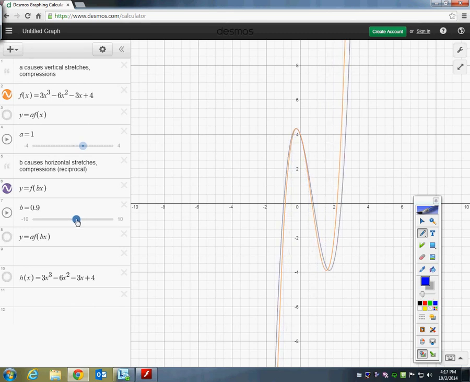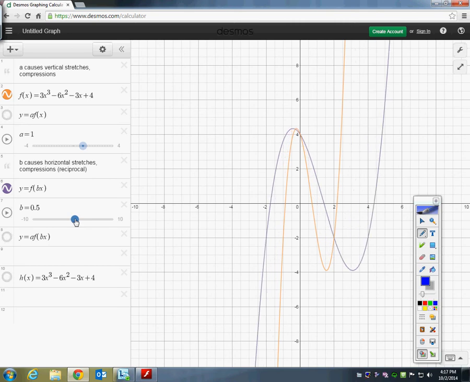Now b is between 0 and 1. So if I make the b value smaller, now I'm getting a horizontal stretch. Again, it's like the graph paper is made out of rubber and you put one hand over here and one hand over there. If I was in class, I'd be having paper and trying to stretch it, pretending it's rubber, so you can see that it's getting horizontally stretched.